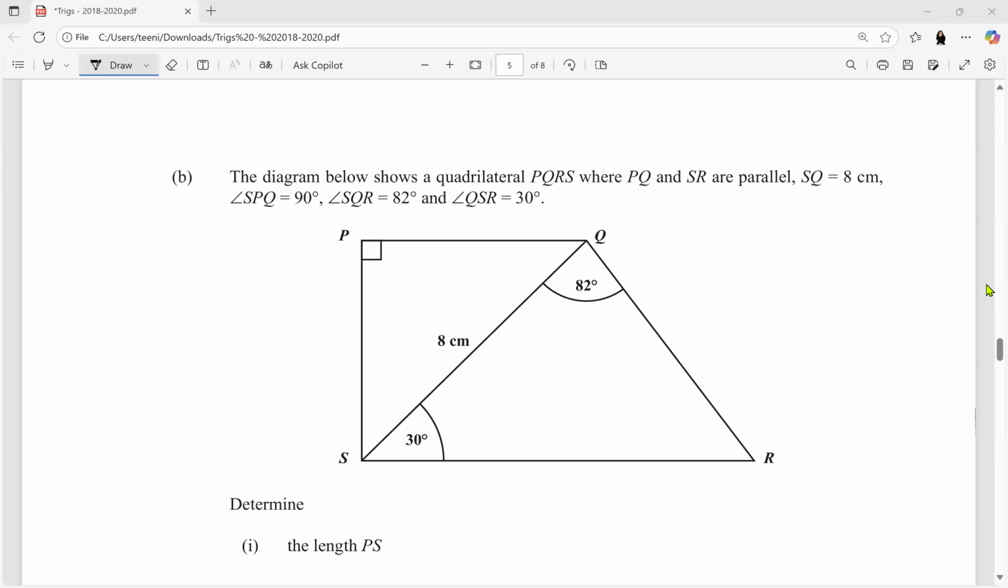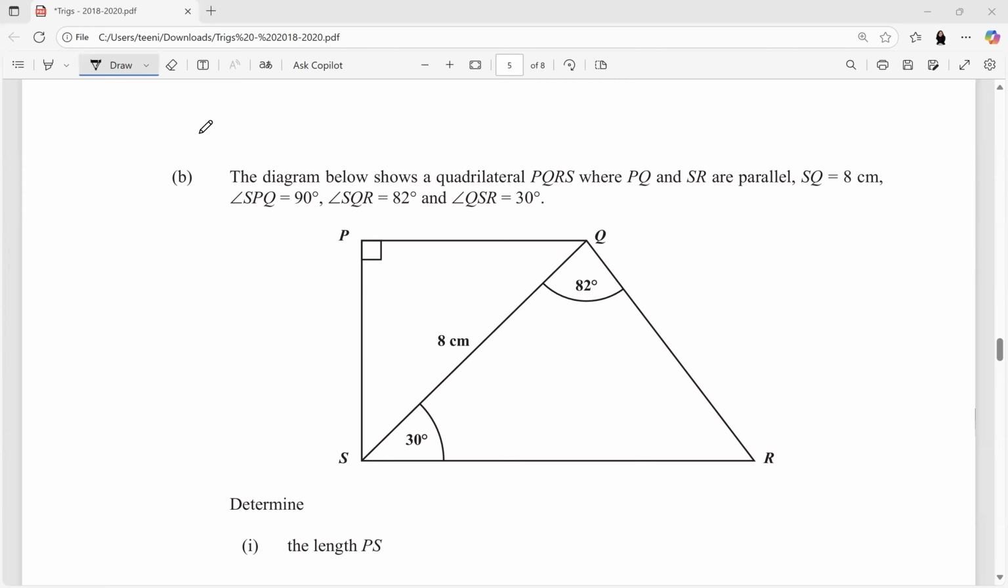Right. So the diagram below shows a quadrilateral PQRS where PQ and SR are parallel. SQ is 8 centimeters. Angle SPQ is 90 degrees. Angle SQR is 82 degrees and angle QSR is 30 degrees. Determine the length PS. Okay, well, there's several things we could do, right?